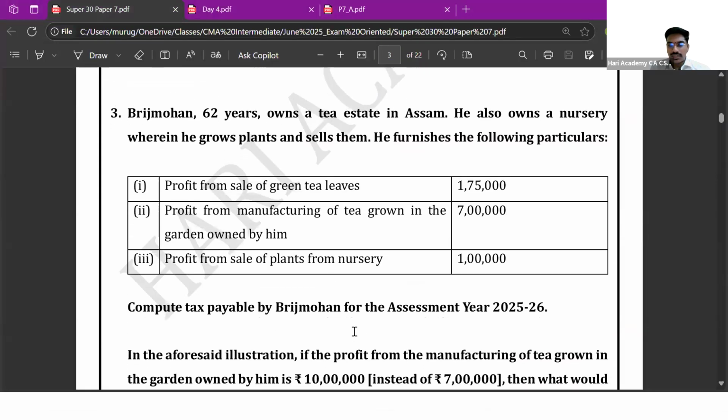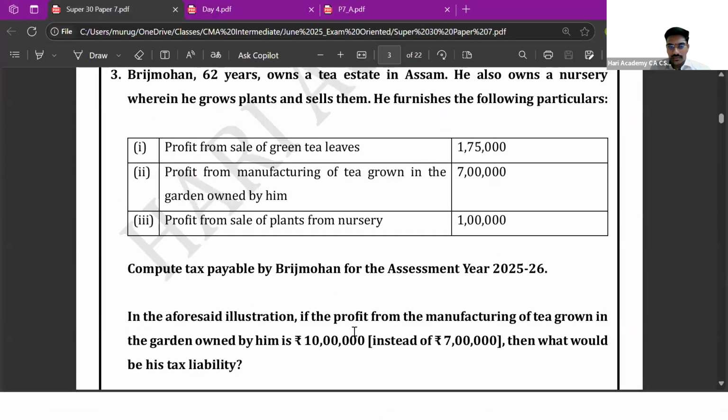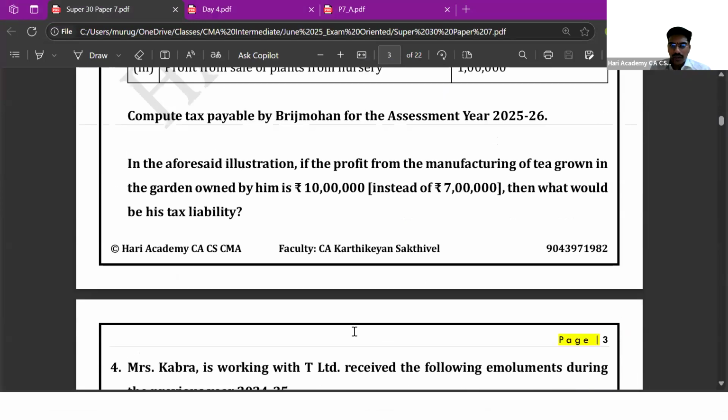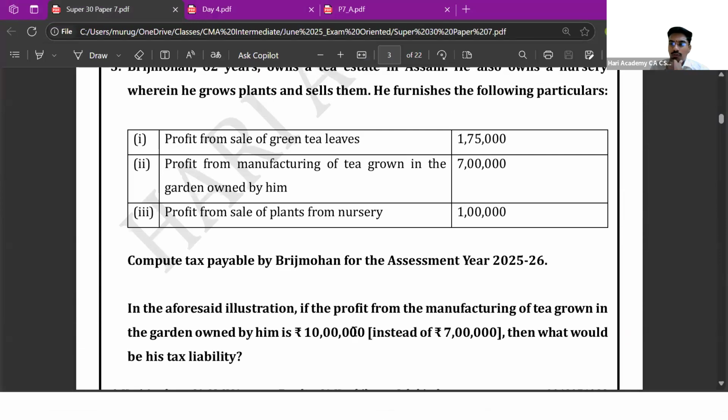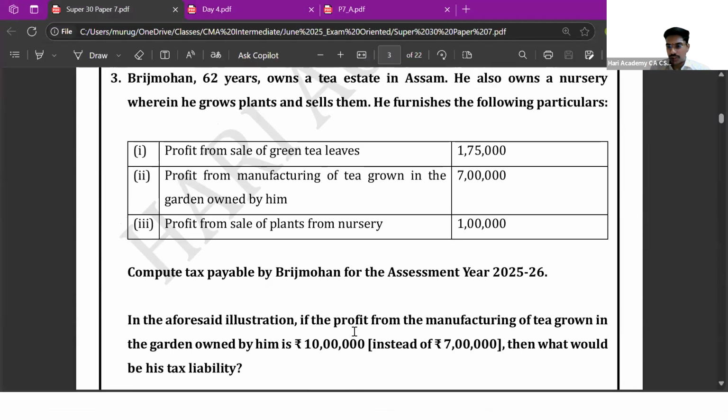Okay. Now let us check that. But this question, what we are solving now, has both the components. It first deals with what amount pertains to agri and what amount pertains to non-agri. And this also deals with the partial integration method.